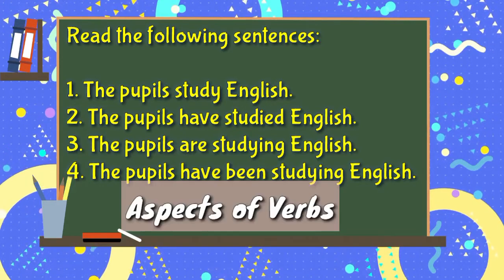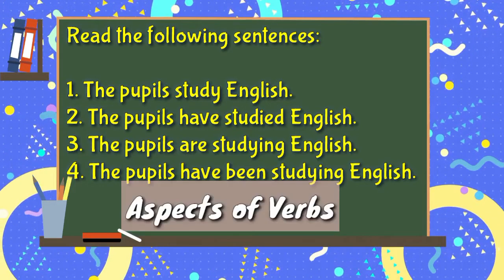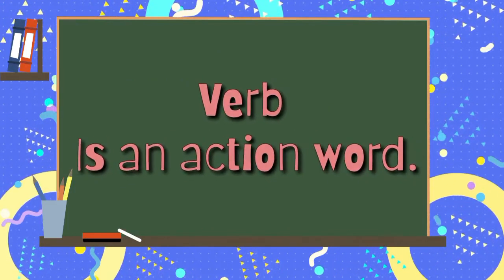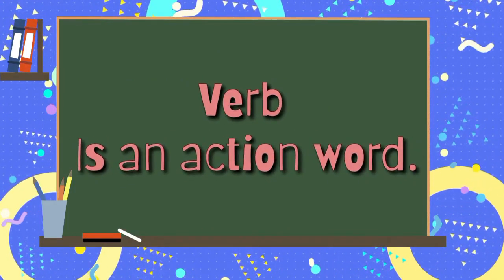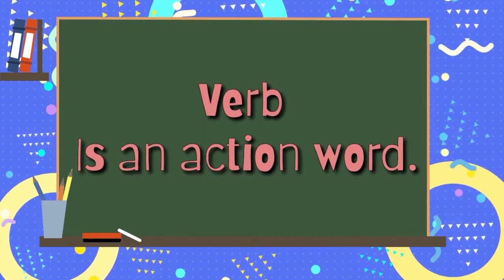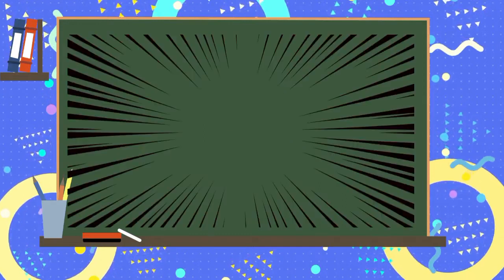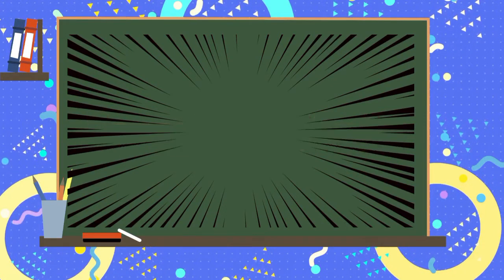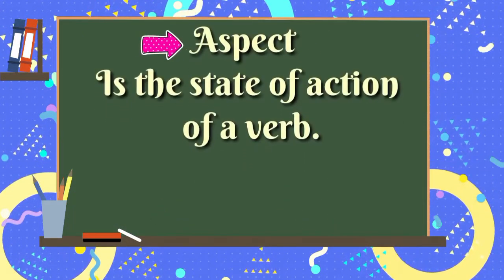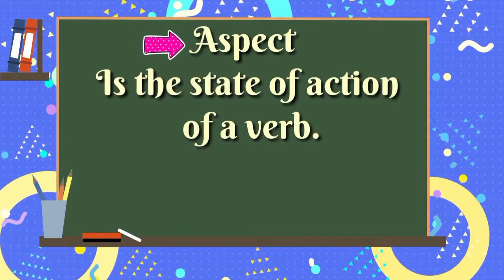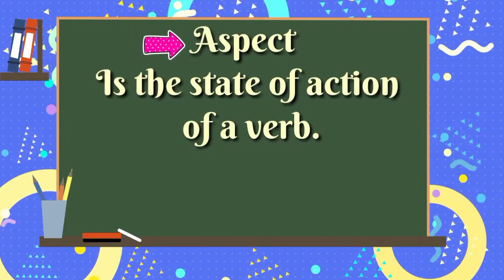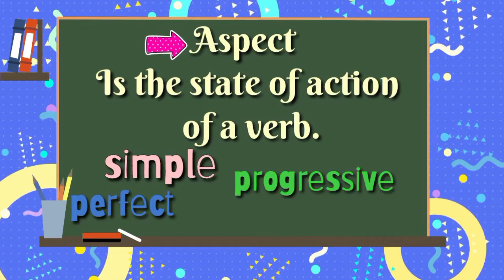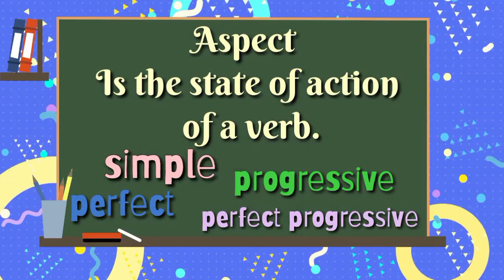In my previous video about subject-verb agreement, we defined verb as an action word. How about aspects? What do we mean by aspects of verbs? Very good. Aspect is the state of action of a verb. It can be simple, perfect, progressive, or perfect progressive.